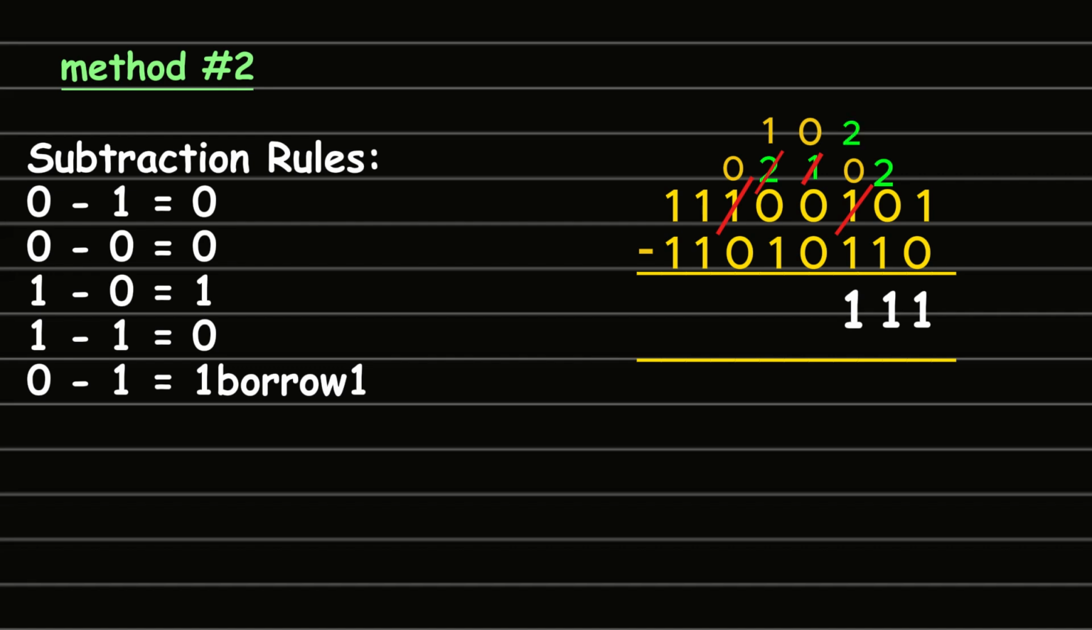2 minus 1 is 1. 0 minus 0 is 0. 1 minus 1 is 0. 0 minus 0 is 0. 1 minus 1 is 0. And 1 minus 1 is again 0. Finally, you can breathe now. We did it! See, that is how we subtract using the binary subtraction rules.